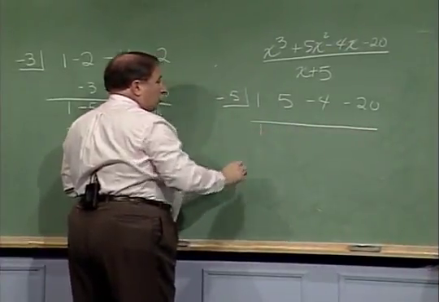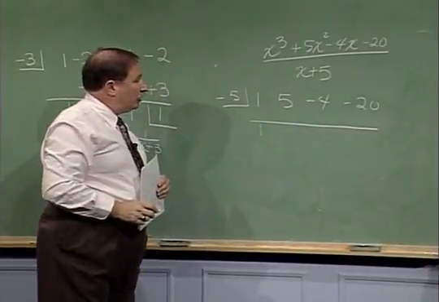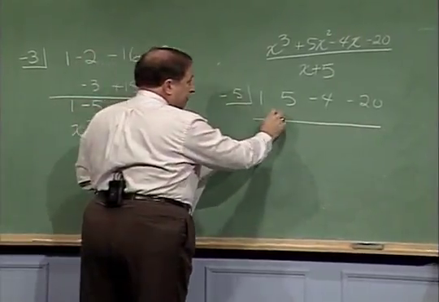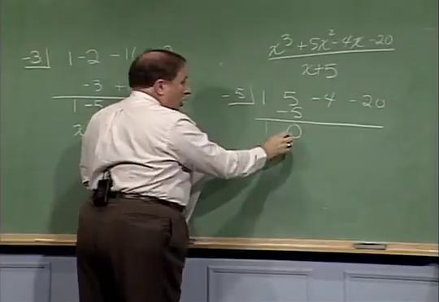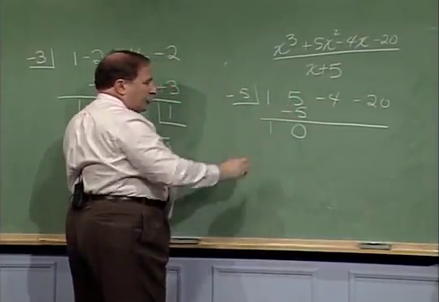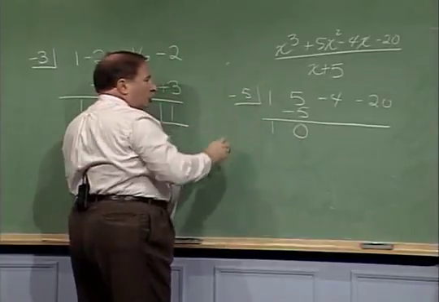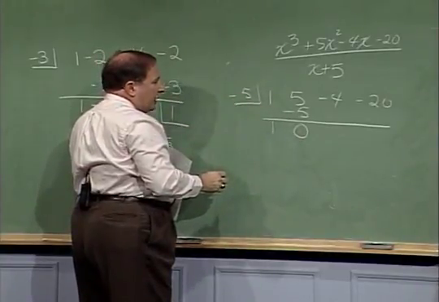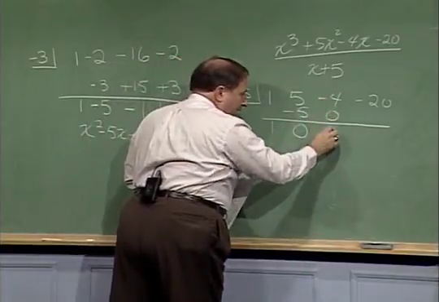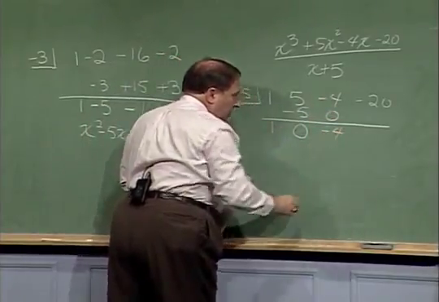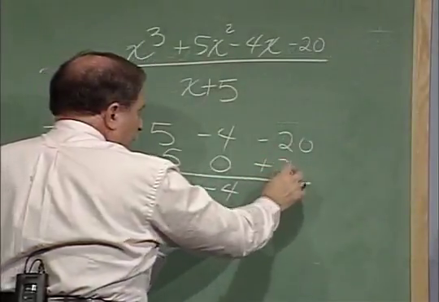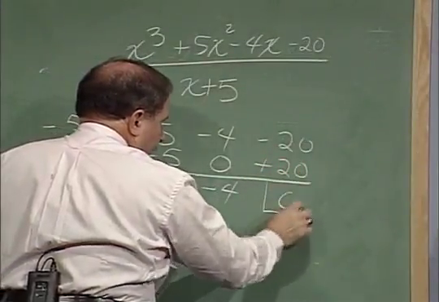Bring down the first coefficient, multiply. I multiply and then I add, that 5 and a negative 5 is 0. There's my next coefficient. I multiply. Let's see, 0 times negative 5 is 0. I add negative 4. I multiply, and I get positive 20. And very nicely, I have a remainder of 0.